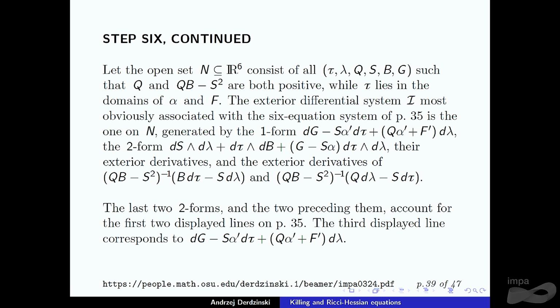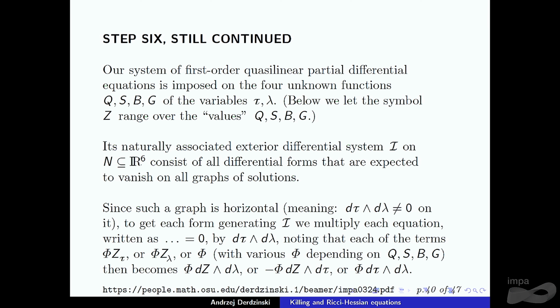So we have to associate such a system, an exterior differential system, with our equation in the following way. Whenever you have a solution, and this solution will be a quadruple of functions Q, S, B, G of the variables tau and lambda, as it's stated here, you look at the graph surface of that in the 6-dimensional space with the variables tau, lambda, Q, S, B, G. Then whenever this equation is satisfied, these differential forms you're looking at should vanish on the tangent plane of such a solution, such a graph surface of a solution.